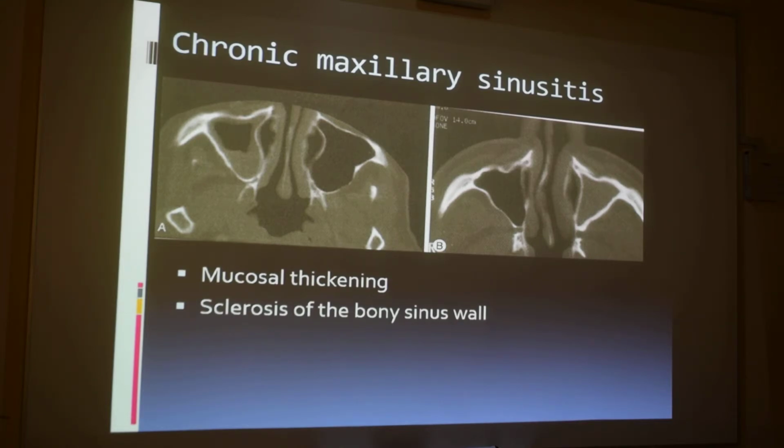Obviously, acute sinusitis itself has its own clinical presentation. The patient would have pain, tenderness over the sinuses. He might be feverish, and WBC counts might be high.